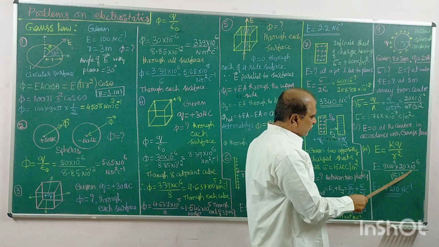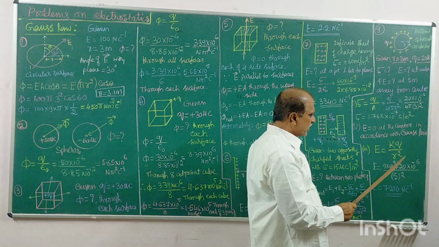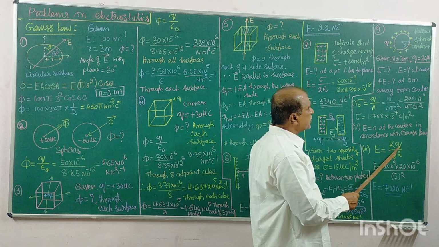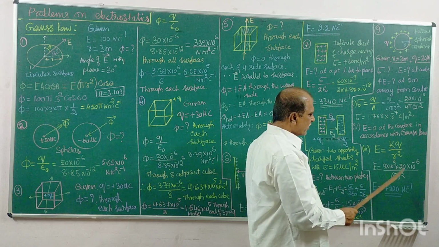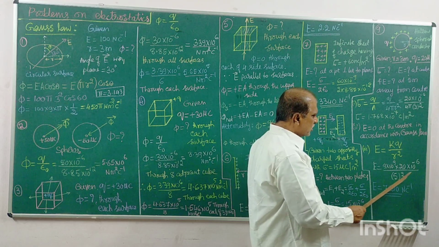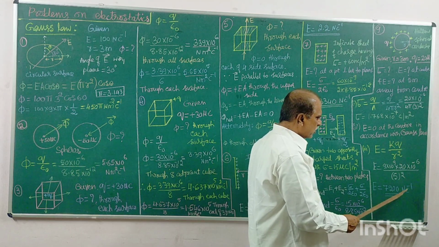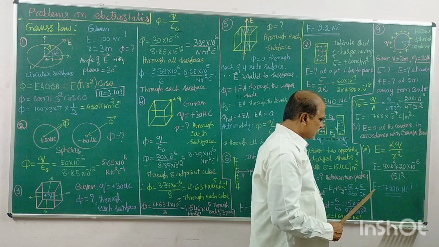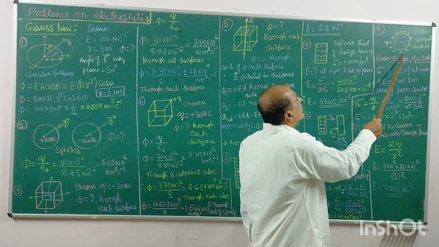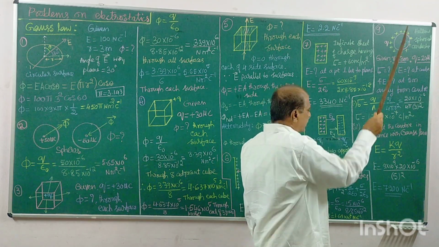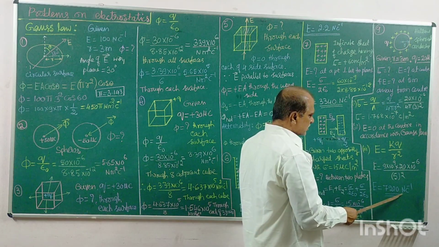Substitute for them. The value of k in SI is 9 into 10 to the power of 9, and the value of q is the same value, written in SI. Divided by 5 whole square, simplify, calculate, we get 7200 Newton per Coulomb, that is the electric field. So the electric field at any point around a sphere at a distance of 5 meters away from the center is this.